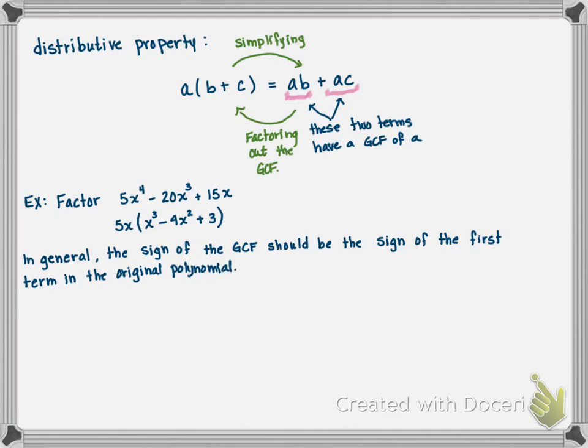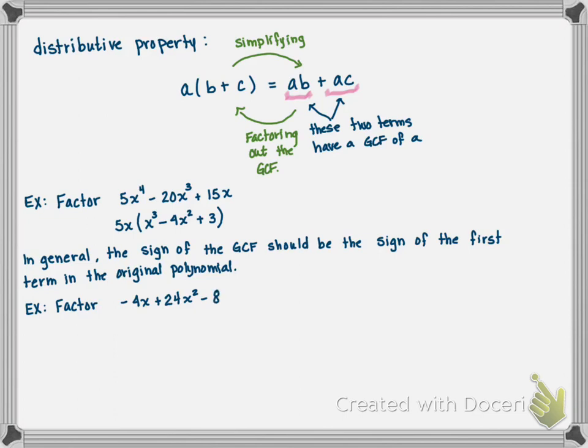So here, the first term in our polynomial was 5x to the fourth, which is positive, and so our GCF was a positive 5x. Whereas if I had, say, negative 4x plus 24x squared minus 8.